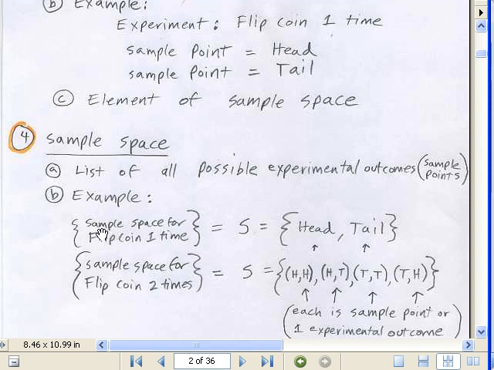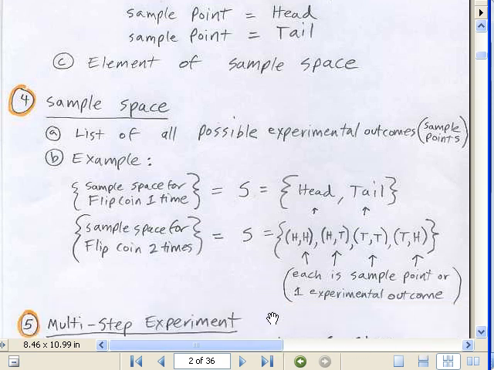Let's look at 2 examples. Sample space for flipping the coin one time. There it is. S equals, in these little curly brackets separated by a comma, head or tail. But what about sample space for flipping a coin 2 times? Here it is. Oh, you could get a head-head, right? You could get a head-tail. You could get a tail-tail. Oh, and you also could get a tail-head, right? Sometimes when you don't list all of the sample points in this way, you get these 2 mixed up, and then you think, oh, there's really only 3 possibilities. Each one of these is a sample point or one experimental outcome. All of them together, the sample space.